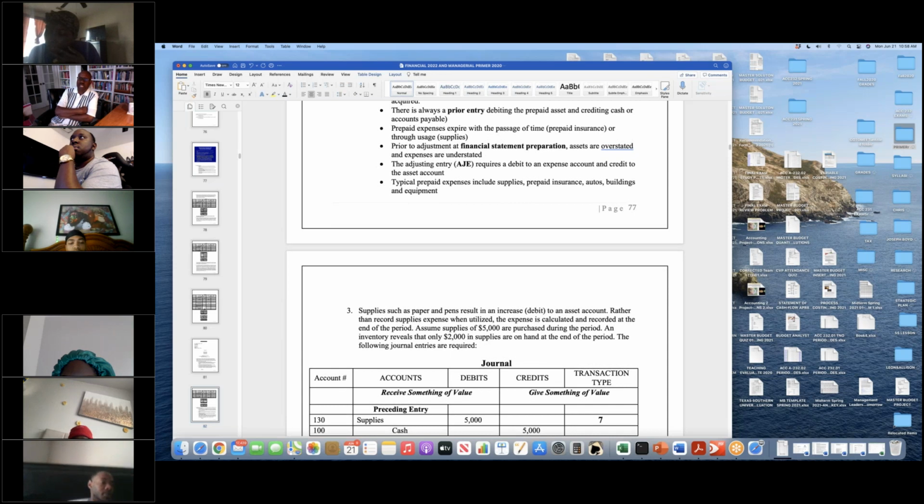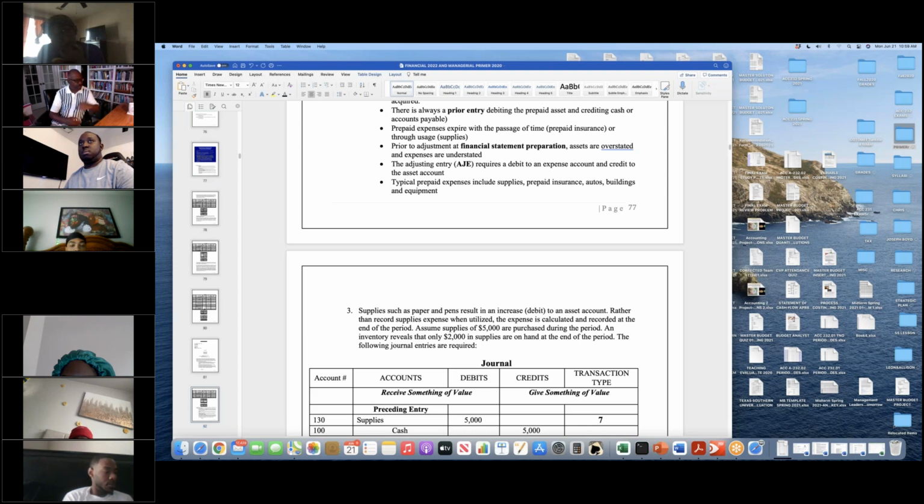Debit supplies and credit cash. Any problem with that? But now we take our inventory and we only got 2,000 in supplies. So we got supplies sitting in there in our T account of 5,000, but it's actually only 2,000. So what adjusting entry are we going to make?